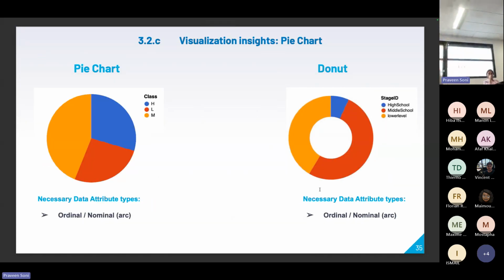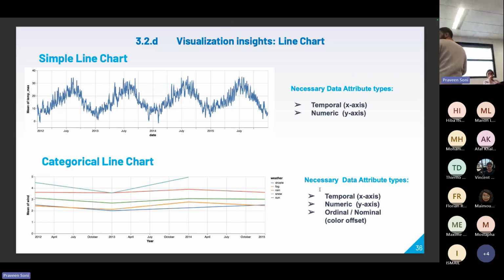So I hope there is no issue in the pie chart. It's very simple. You only need a categorical attribute and you can plot it. A little bit more complex and interesting is the line chart. For a line chart, we need at least two data attribute types. Which data attribute type is compulsory to make a line chart? I hope we already discussed it when we were discussing the world of possibility.